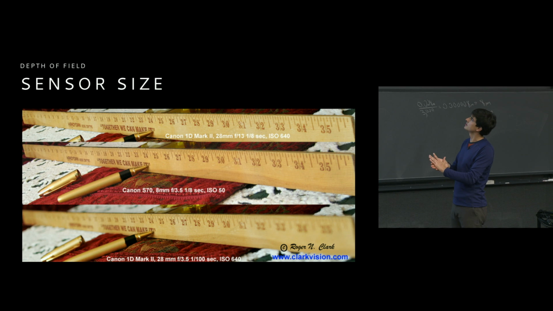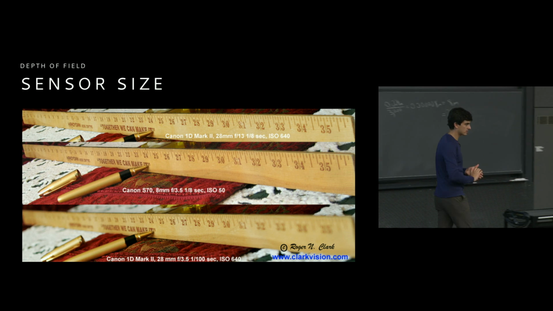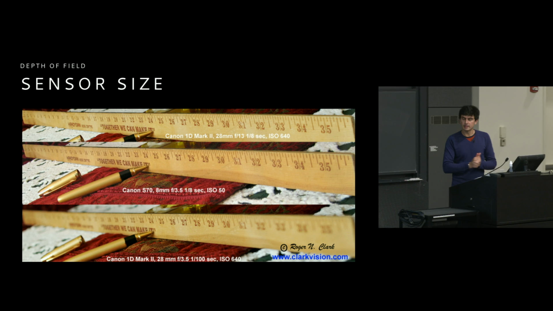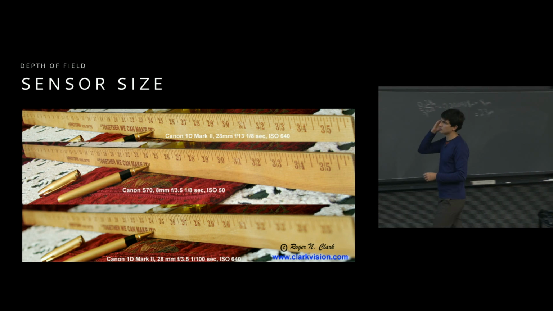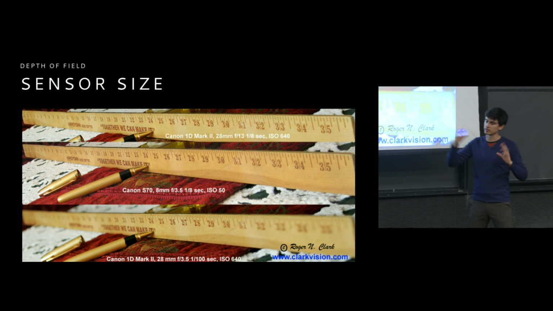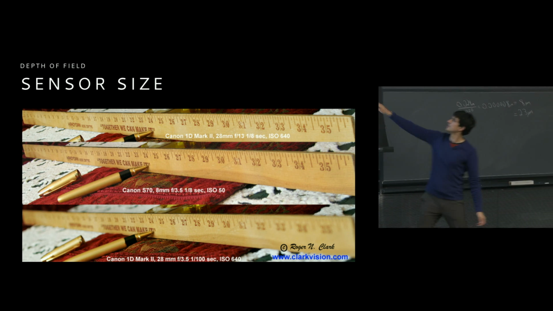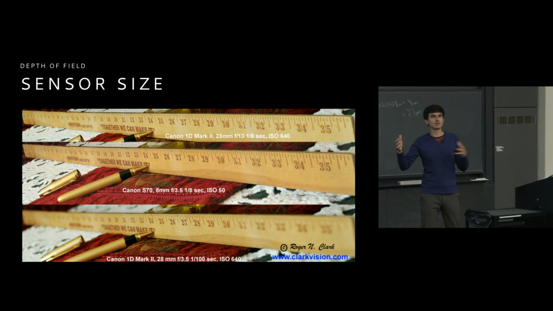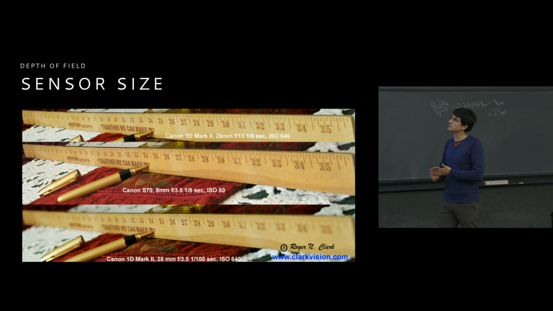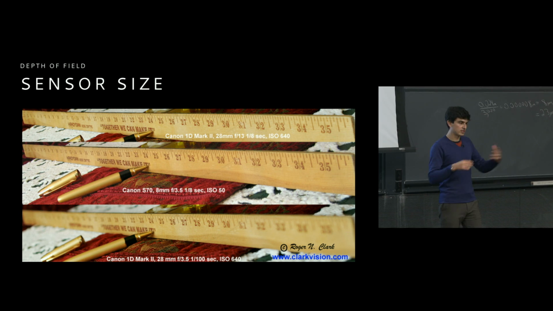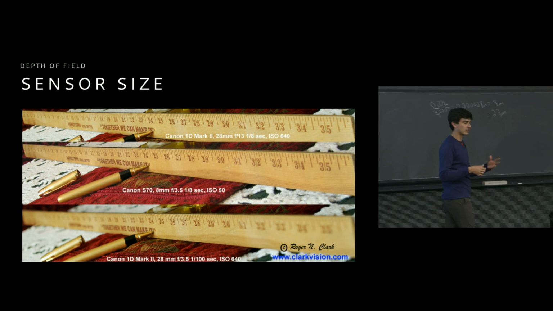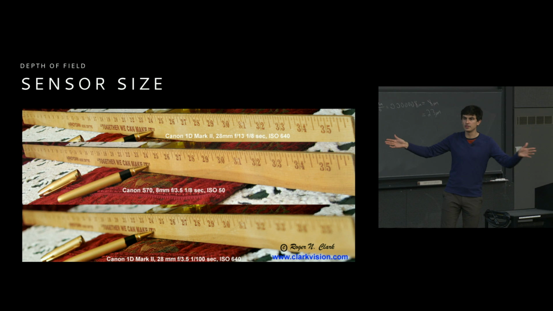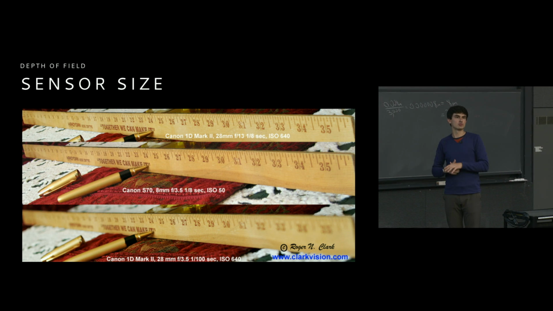rehash this same idea one more time, and maybe in slightly different words, when we shrink the size of the camera, so we have here two cameras. We have a Canon 1D Mark II, which is going to have a really large sensor. We have a Canon S70, which is a compact camera, a very small sensor. As we shrink the size of the camera, because of the change in the size of the sensor, because of this idea of a crop factor, in order to obtain the same field of view, we also have to shrink the lens as well.